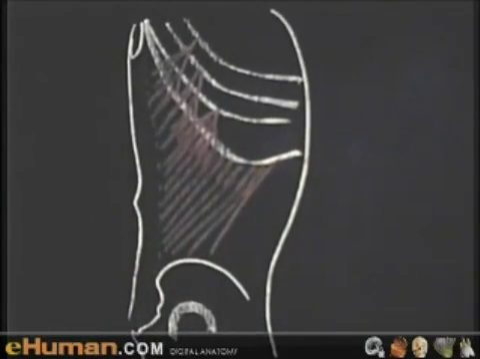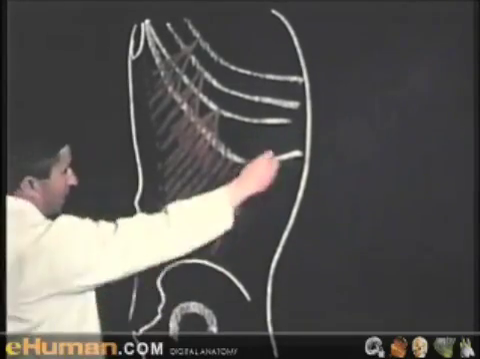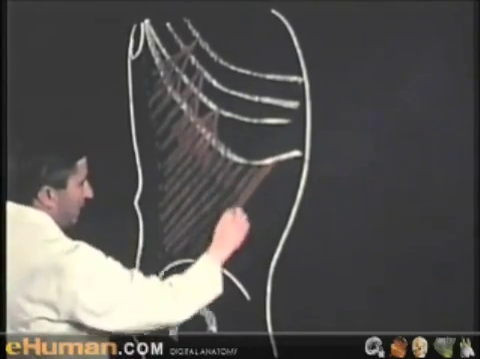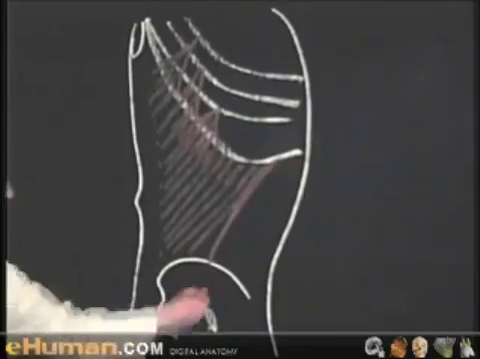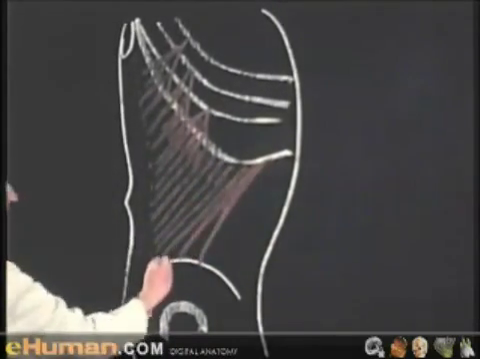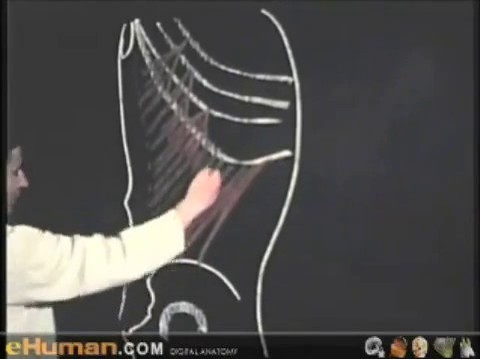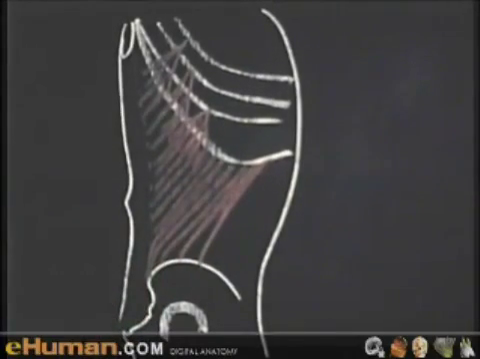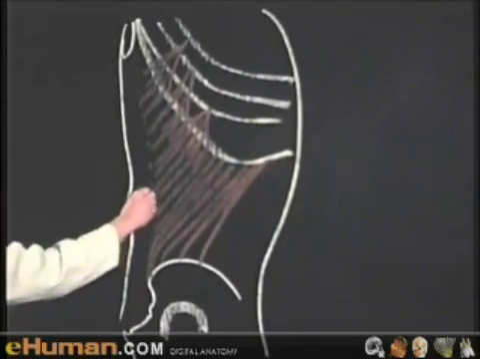Now, how is this muscle inserted? The lower fibers are inserted into the outer lip of the iliac crest, coming down in this way, as far as the anterior superior iliac spine. From there onwards, the fibers give way to an aponeurosis.